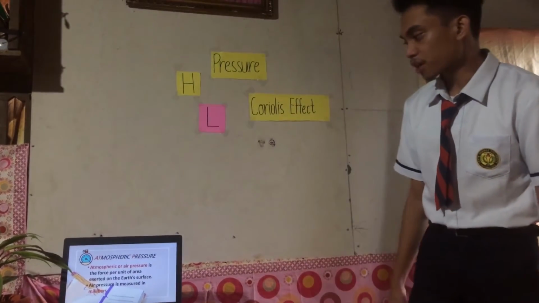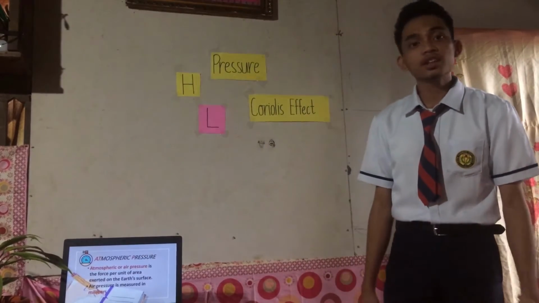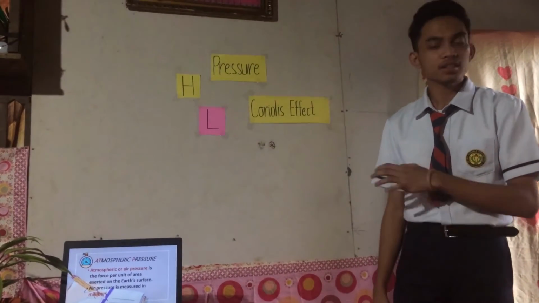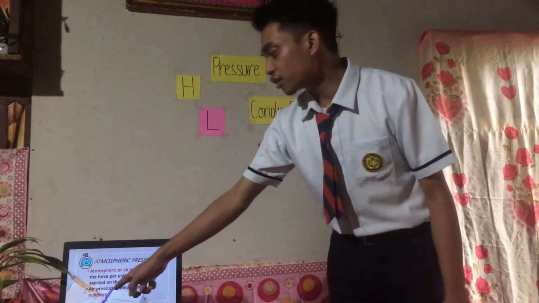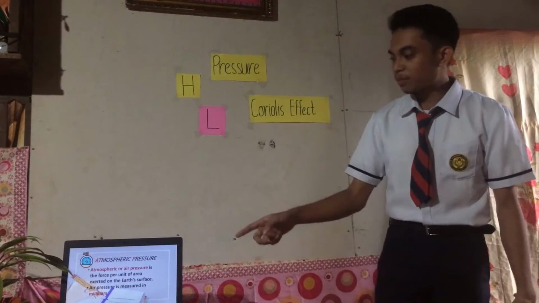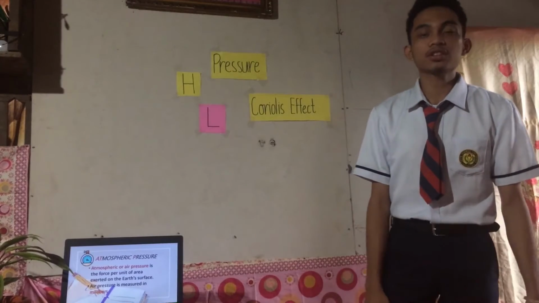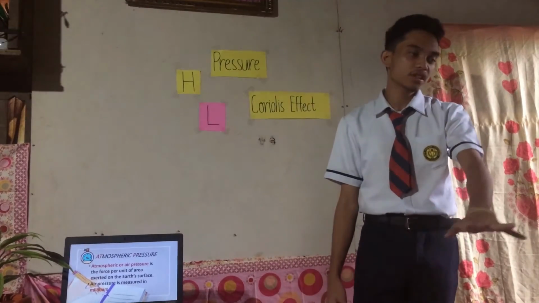Next is the atmospheric pressure. Atmospheric pressure is the force per unit of area. Just like what I said earlier, it has weight, and it presses and touches everything on the Earth's surface. Atmospheric pressure is measured in millibars. Commonly it measures 1013 millibars, which is equivalent to 1 kilogram per square centimeter of the Earth's surface.